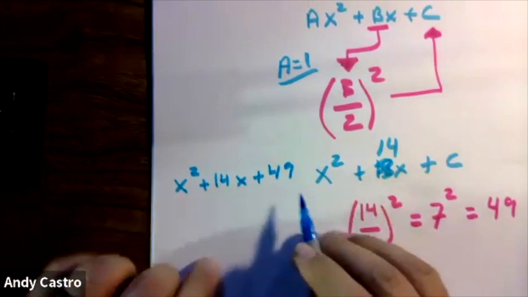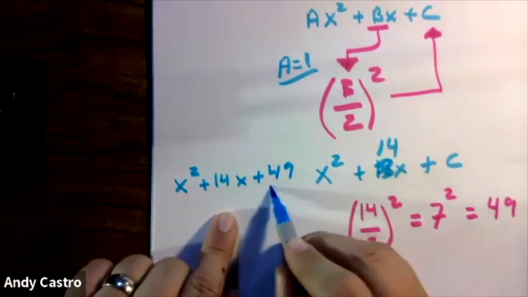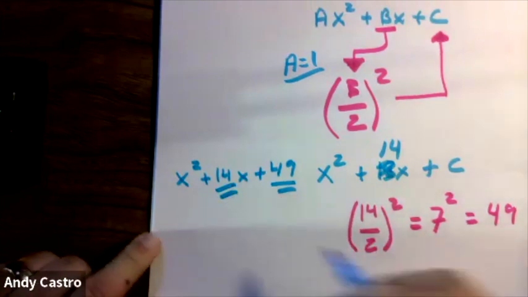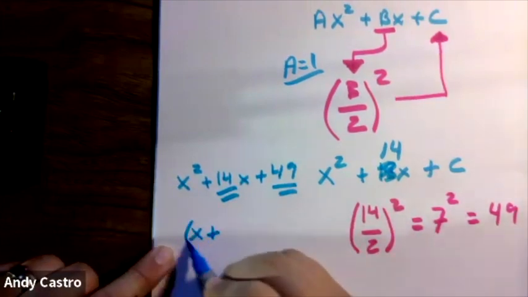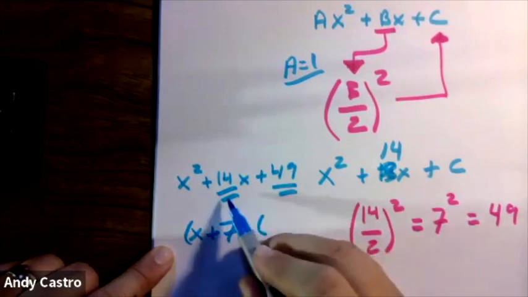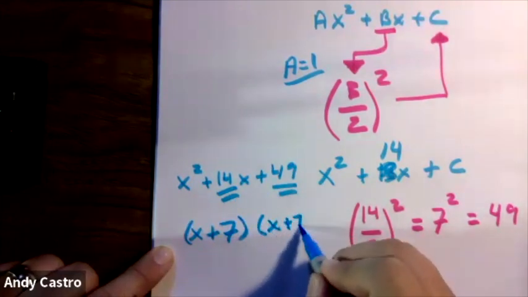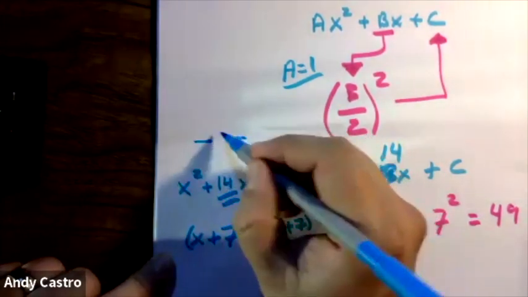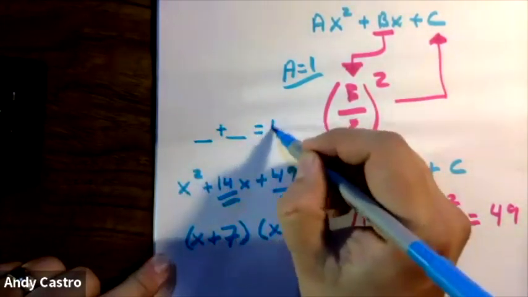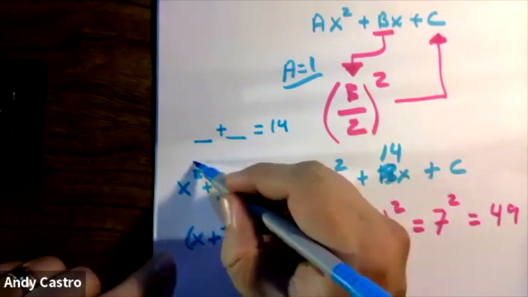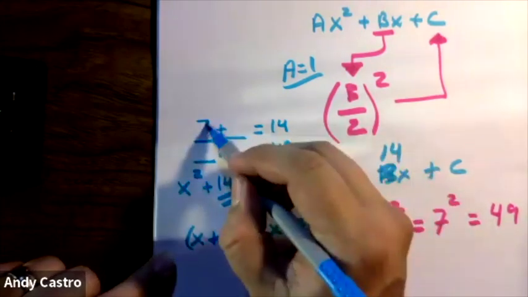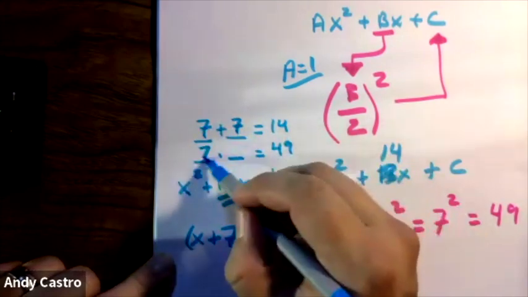And you can see it because the two numbers that multiply to give me 49 and add to give me 14 are 7. 7 plus 7 is 14. 7 times 7 is 49. So the two numbers that I add together to give me 14 multiply together to give me 49. We found that to be 7.